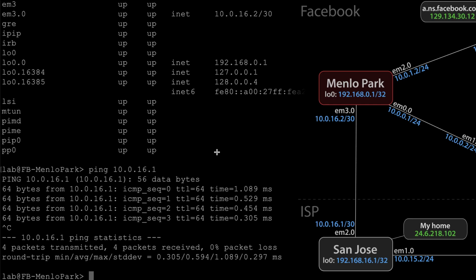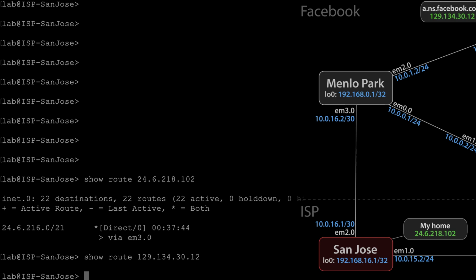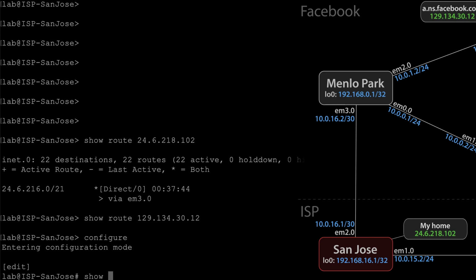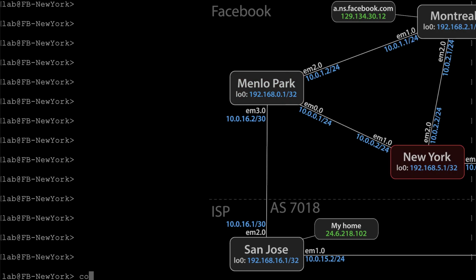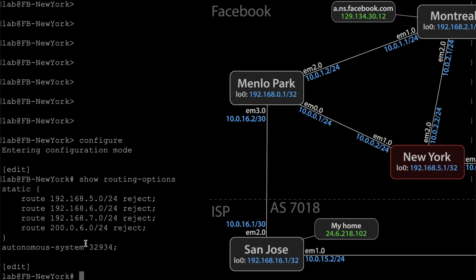So on the ISP side, if we go to, say, the San Jose router and look at the configuration, I've got it configured for autonomous system 7018 already. And then same thing on Facebook. If we were to hop over to one of the Facebook routers, say the Facebook router in New York, you can see I've got the autonomous system configured for 32934, which is Facebook's AS number. And I've already got that configured on all the routers.